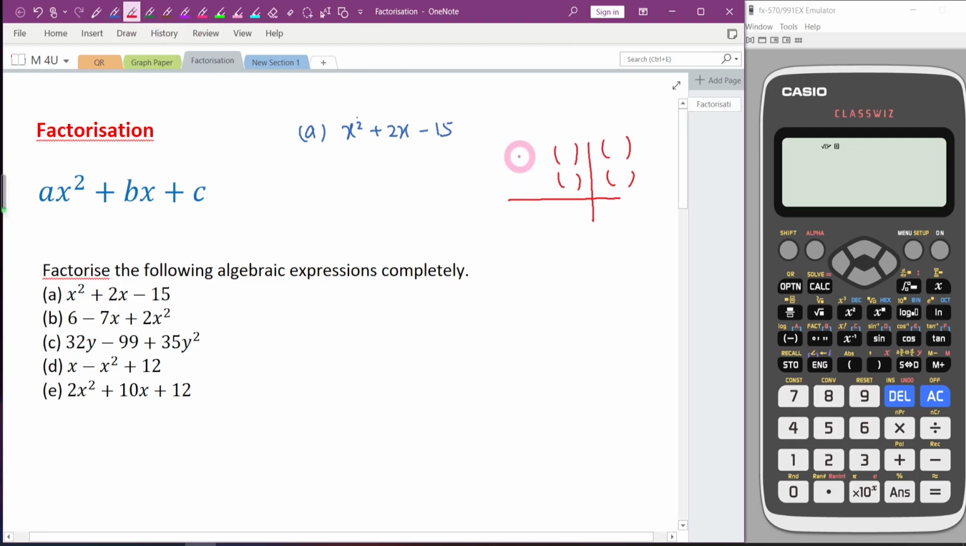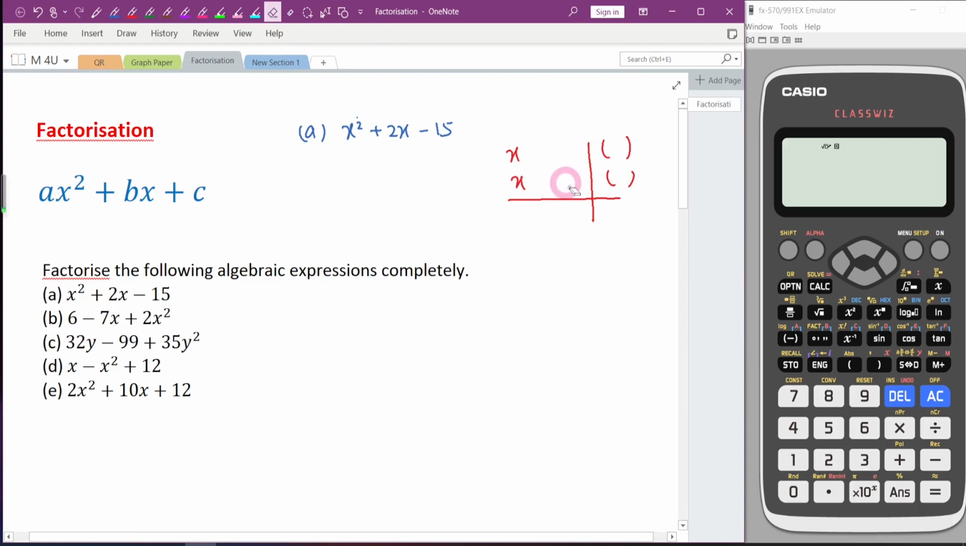The product of these 2 terms must be equal to x squared. So we cannot write 1 times x squared. The x squared must be separated. So I am going to write x times x. x multiplied by x, we will get x squared. So now let's look at these 2 terms.